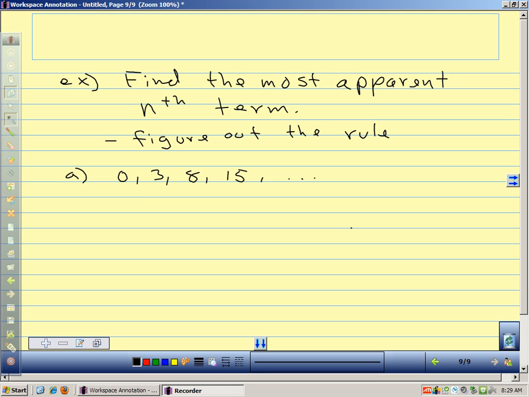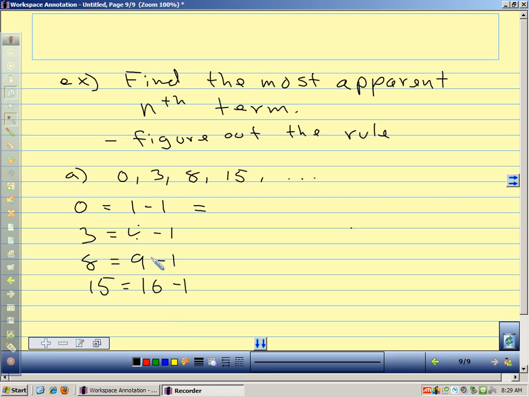What I would do with this one is look at it this way. 0 equals 1 minus 1. 3 equals 4 minus 1. 8 equals 9 minus 1. 15 equals 16 minus 1. I know that somehow 0 has to be related to the number 1, and 3 has to be related to the number 2.